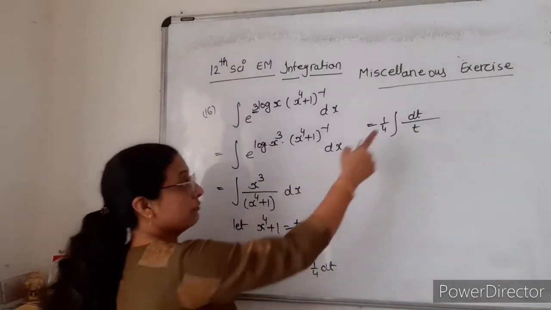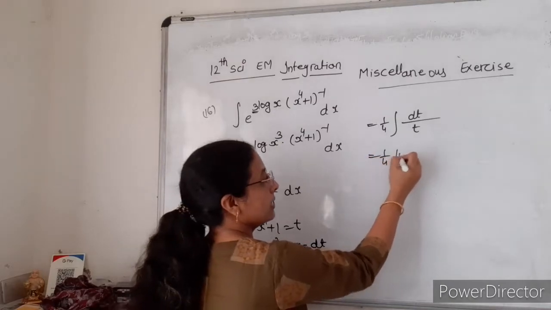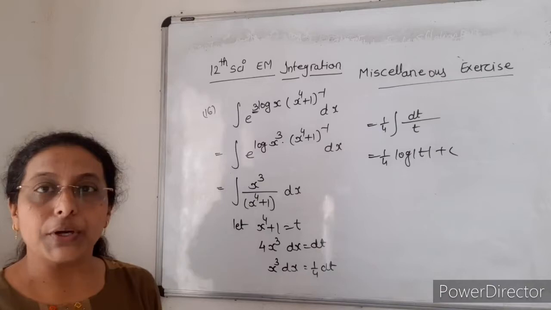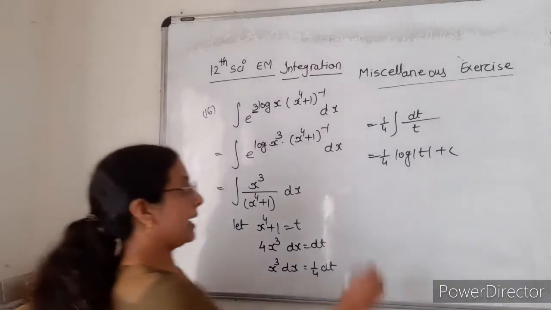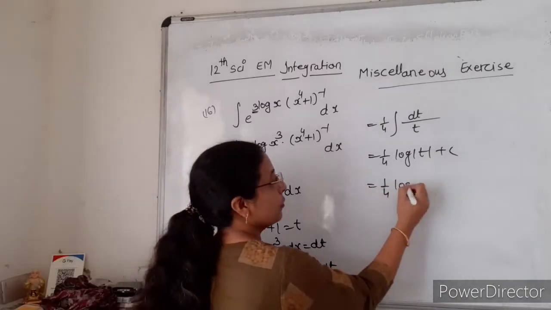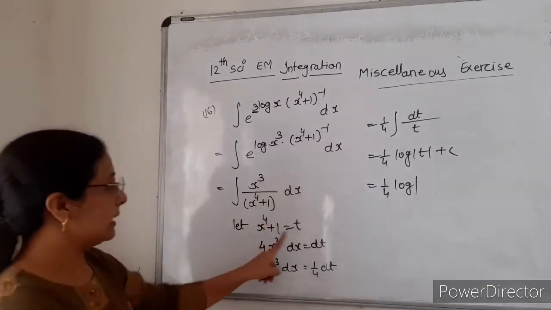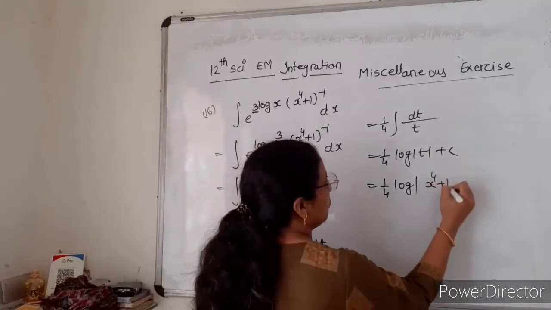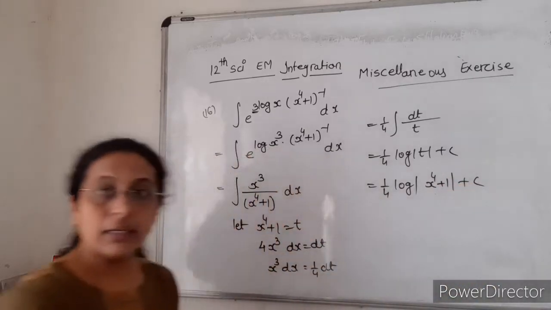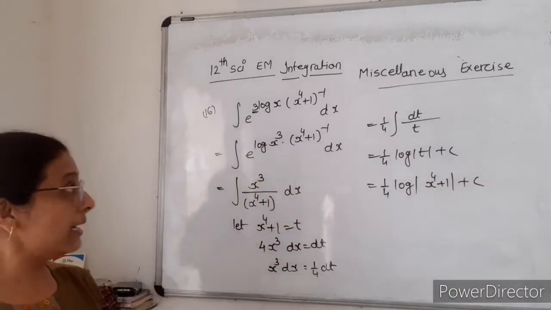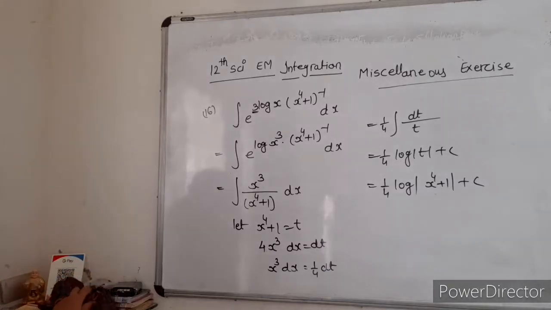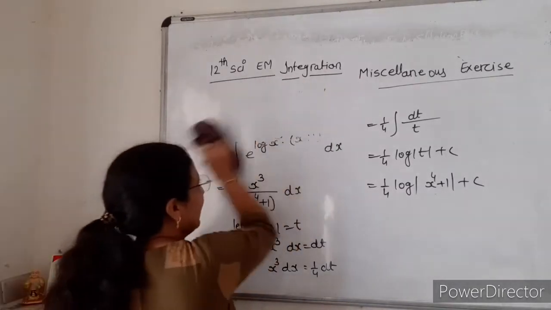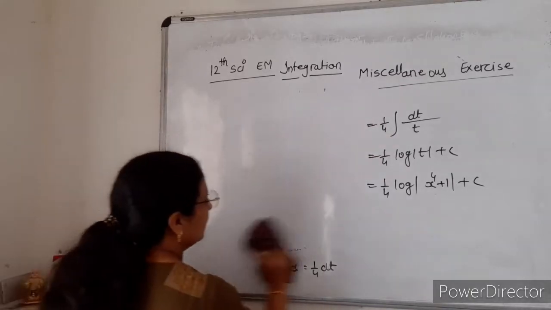So here it is 1 upon t. The integration of 1 upon t becomes log mod t, so 1 by 4 log mod t plus c. And t is what? x raised to 4 plus 1. So it is 1 by 4 log mod x raised to 4 plus 1 plus c, which is our answer. Right? So these are all sums of 2 marks only. Right? Yes.